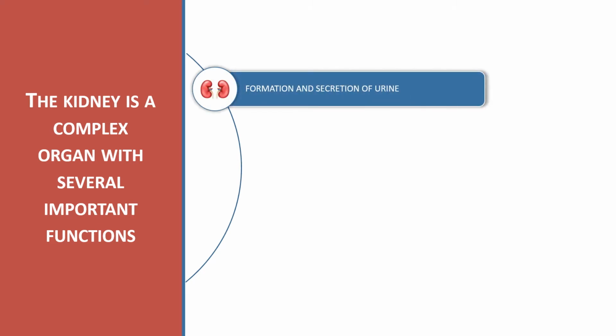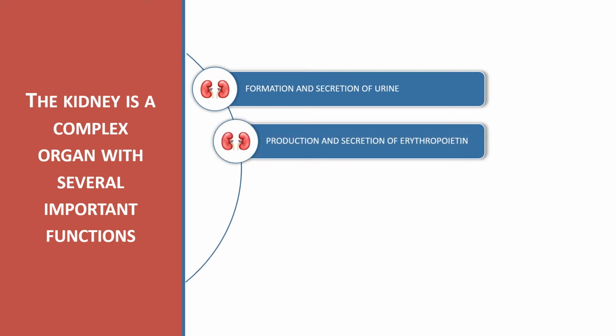So it doesn't just make urine. That's its main job. So it forms and then it secretes urine. But the kidney also produces and secretes a substance called erythropoietin, which is associated with red blood cell formation.